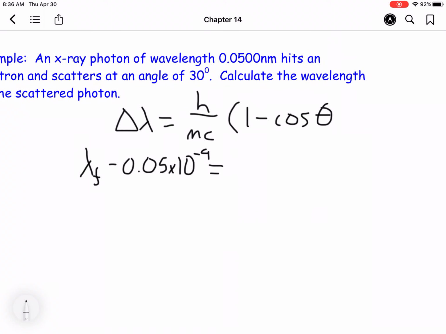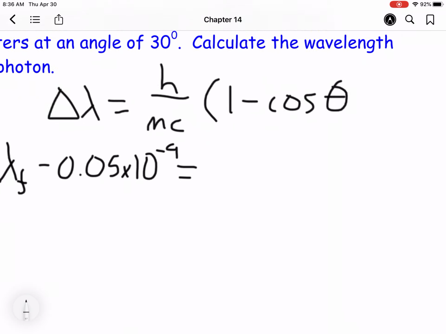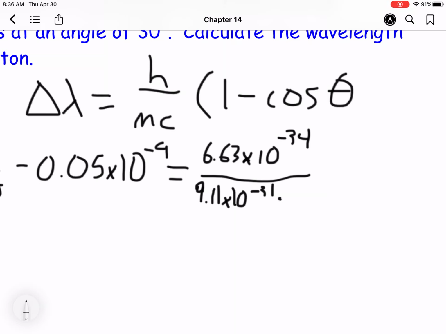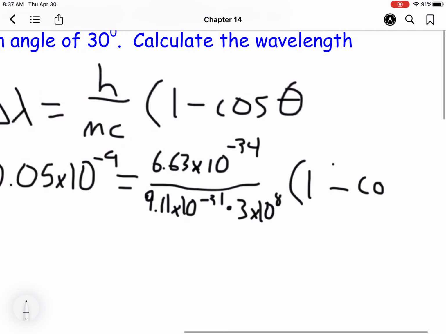H is Planck's constant, which is 6.63 times 10 to the negative 34 joules. My m is the mass of the electron, which is 9.11 times 10 to the negative 31, and that's multiplied by the speed of light, which is 3 times 10 to the 8. That's going to be 1 minus cos, and our scattering angle is 30.